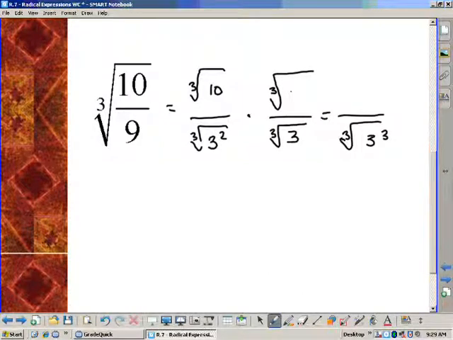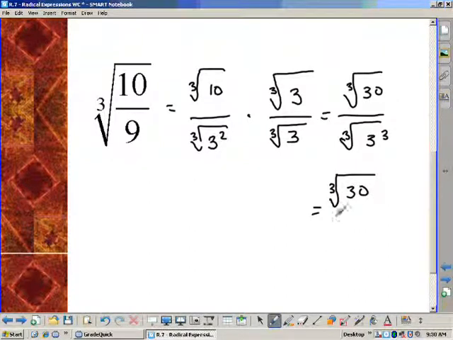What am I missing? What's going to work? So the bottom becomes the cube root of 3 cubed. The top, 3 times 10, is the cube root of 30. So then my final answer: the top doesn't simplify any further, so that's going to be the cube root of 30, and the denominator is just going to become 3.